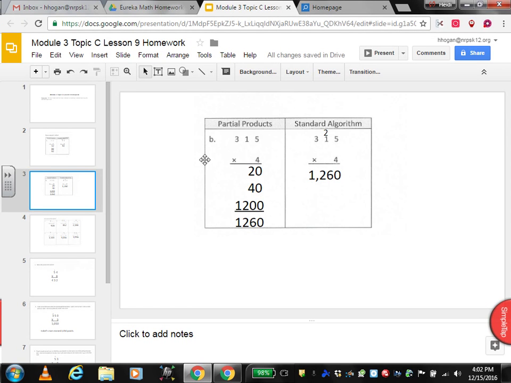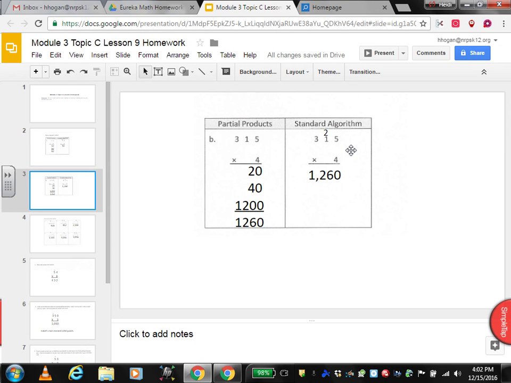Now we have our 3-digit numbers. 315 times 4. We do our partial products first. 4 times 5 ones is 20. 4 times 1 ten is 4 tens, or 40. 4 times 3 hundreds is 12 hundreds, or 1200. If we add 0 plus 0 plus 0, it's 0. 2 plus 4 is 6. 2, 1, 1260. And now we do our standard algorithm.